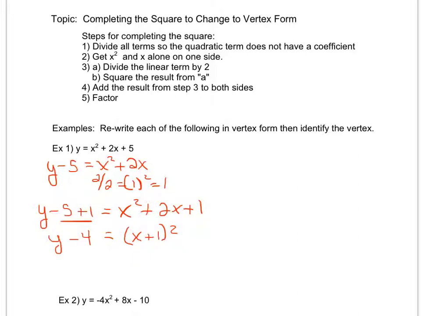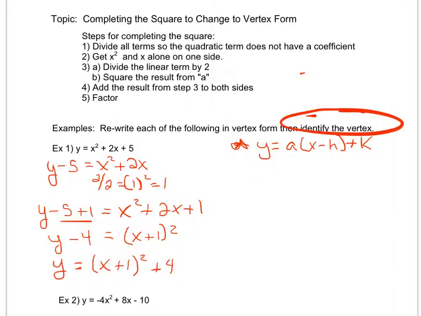Taking a last step, when we're solving, we plug 0 in for y. When I'm changing to vertex form, I want to get y by itself because, again, I want it to be in that form, y equals a times x minus h squared plus k form. So I'm going to go ahead, as I said, add 4 to both sides, and I get an equation of y equals x plus 1 squared plus 4, and I have to identify my vertex per my directions here.